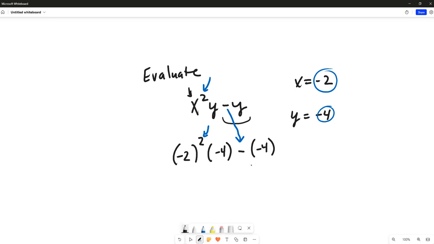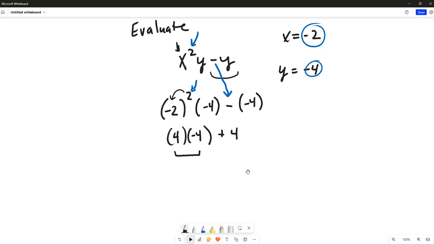This negative 2 squared, everything inside of the parentheses is applied to that square. So it's negative 2 times negative 2, which is positive 4. And then the opposite of negative 4 is the same as plus 4. And then you notice that this is multiplication. So this is negative 4 times 4. So that's a negative 16. And then we find the difference between these two. So this is negative 12.